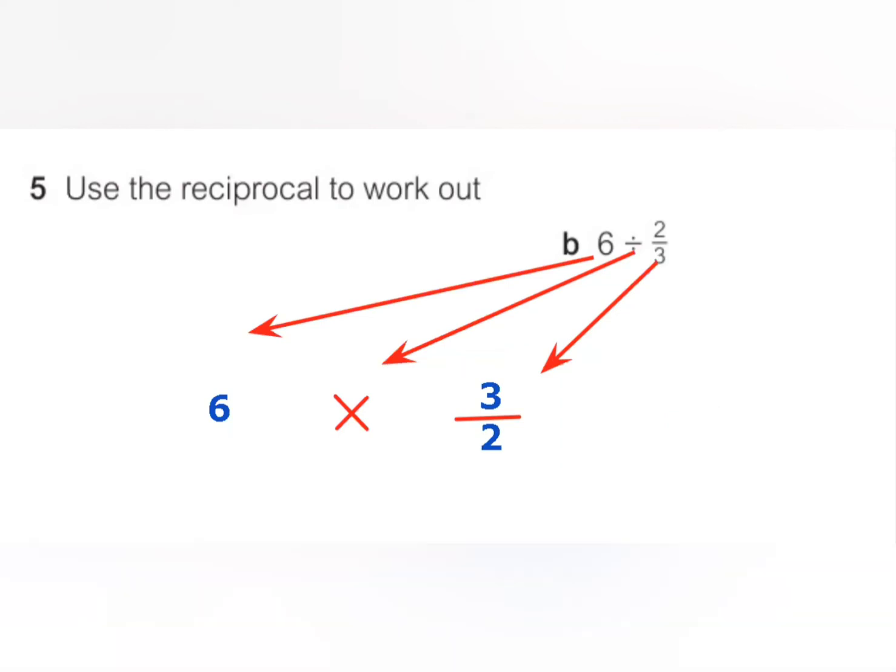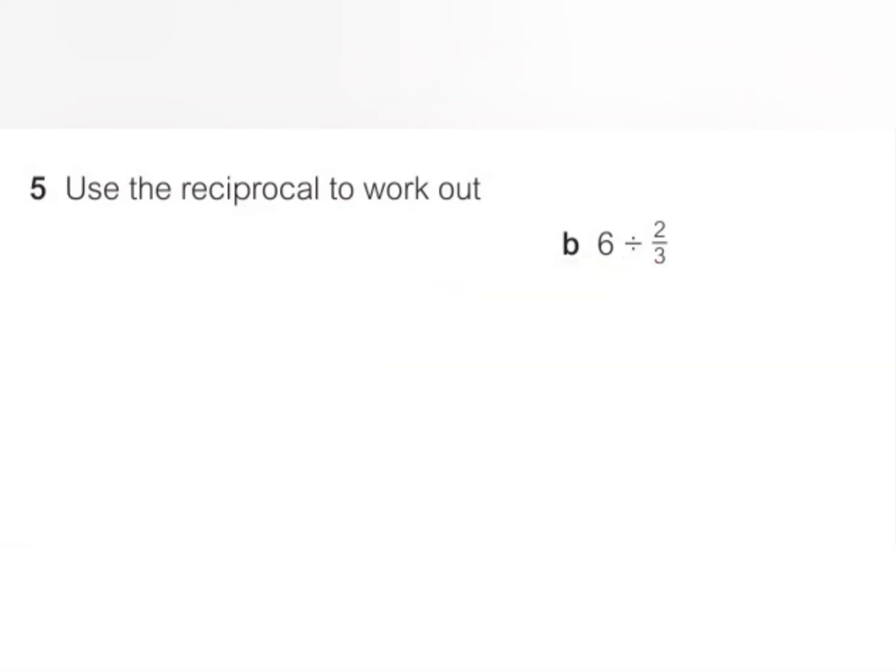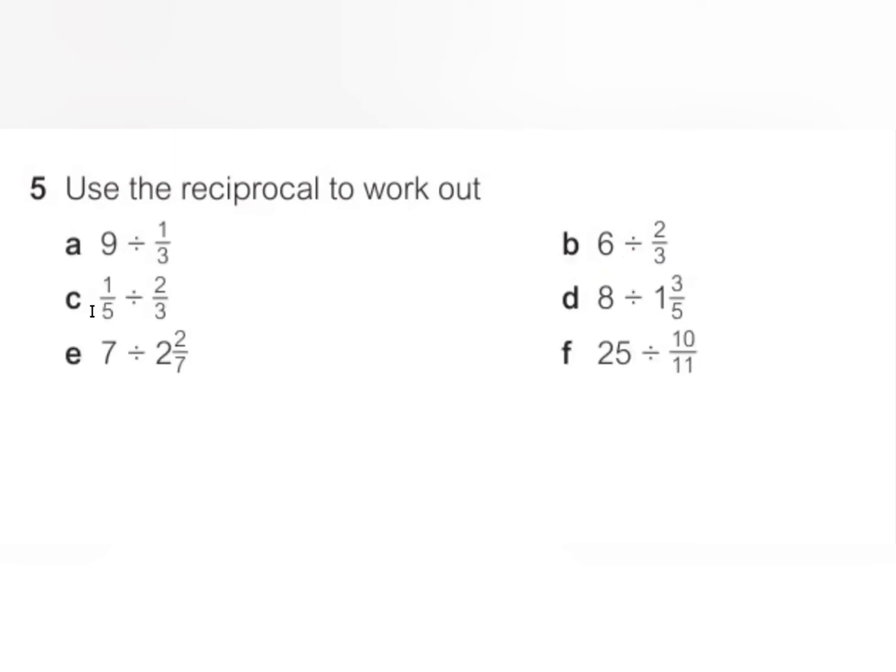Let's take a look at them. We're going to use the same method. So for C here, same idea. We're going to keep the 1 over 5. And then we're going to change this into multiplying, like this. And then we're going to flip these. So this one is going to be 3 over 2. Let's write it here. We're going to do them fast. 3 over 2. Let's make them smaller, like this.